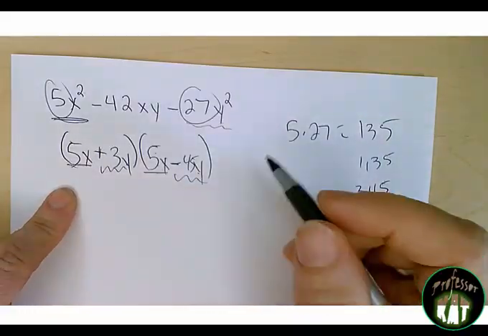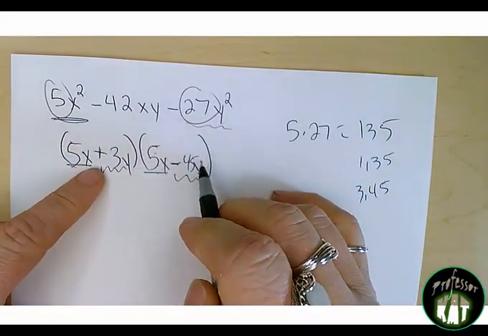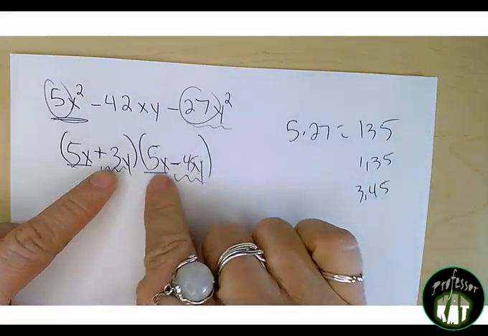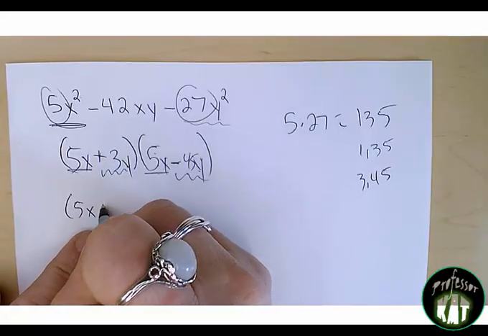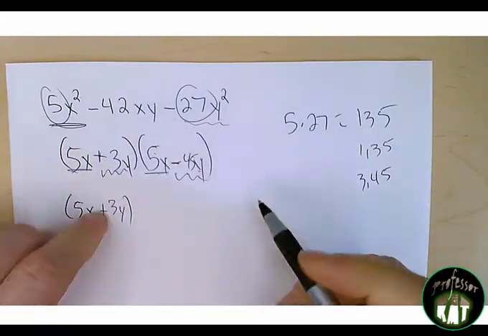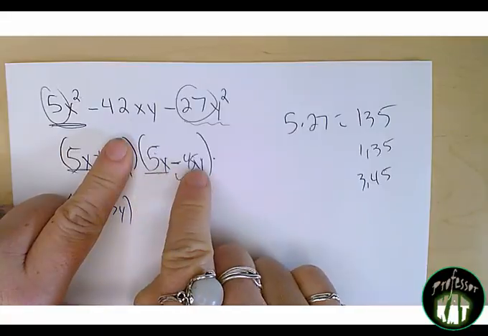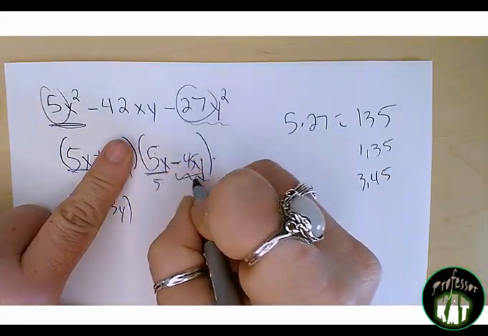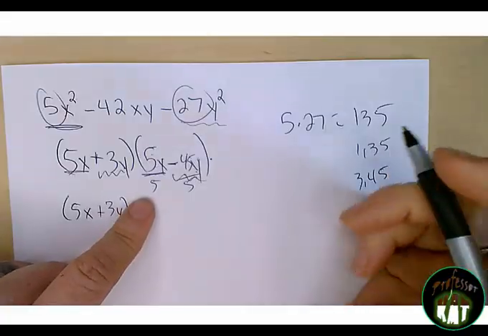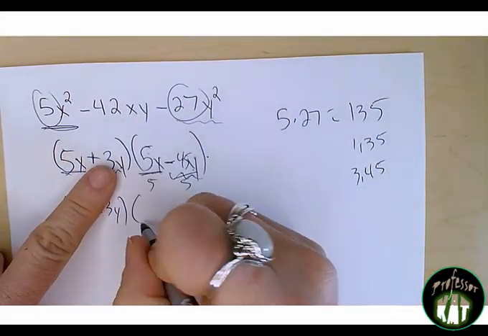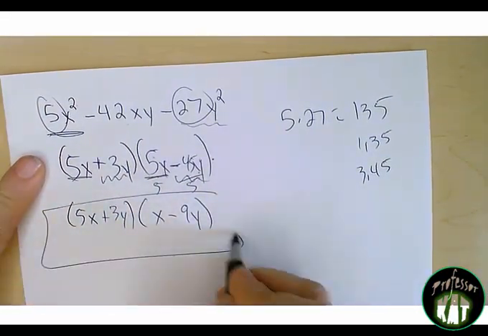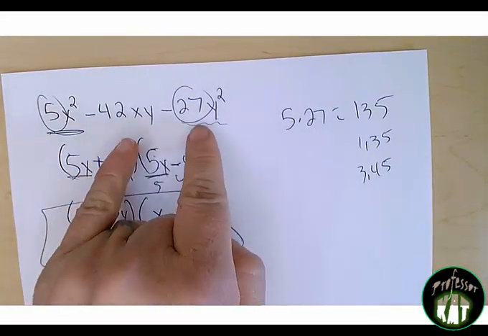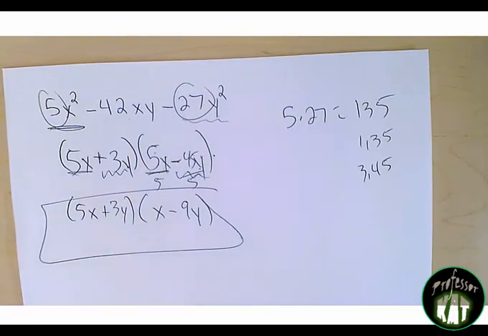Last step in no-fuss factoring, one of these parentheses, at least one of them, sometimes both of them, will be reducible. So for example, there's nothing in common with a 5 and a 3, so I'm just going to drop this one down. But with this set over here, there is something in common with a 5 and a 45. I can reduce it by a 5. So just think about simplifying a fraction, divide out a 5, and I get x minus 9y. And that is actually the answer here. We have factored our trinomial to 5x plus 3y times x minus 9y.